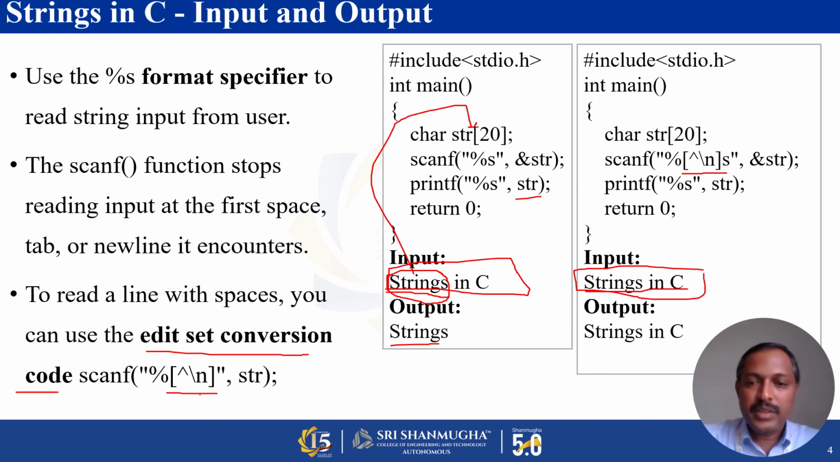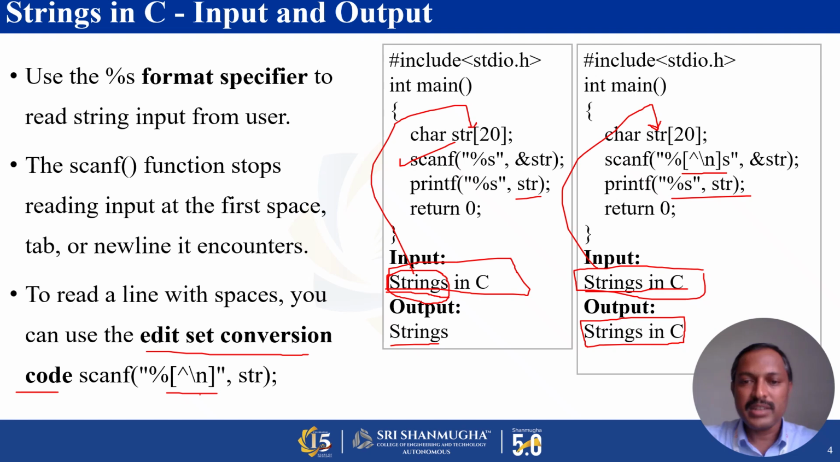Once it is read, it is stored in the character array variable. Next we print, and we get the actual input, whichever we gave. If you want to get a single word, you can go for the %s format. Suppose you want to get a line of text, we should go for this format.